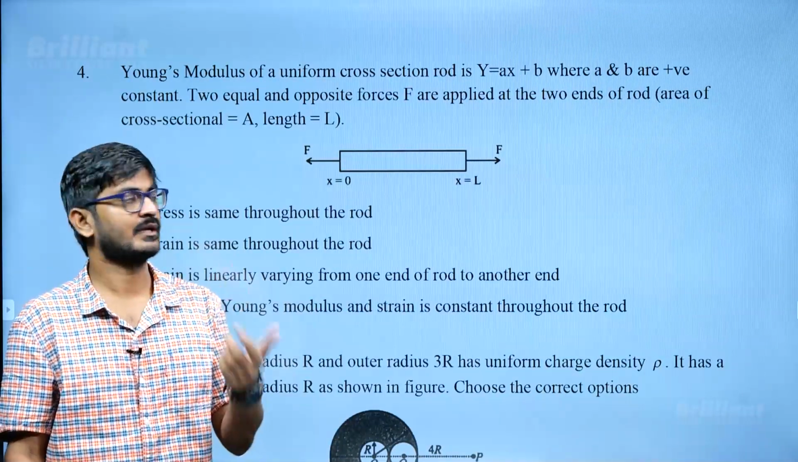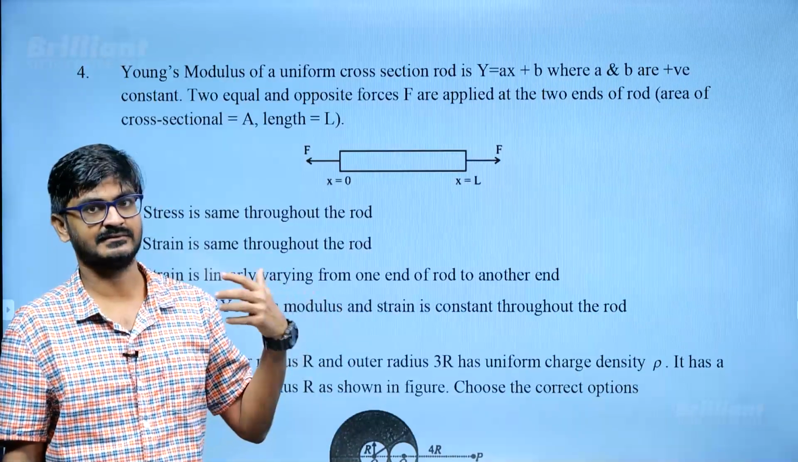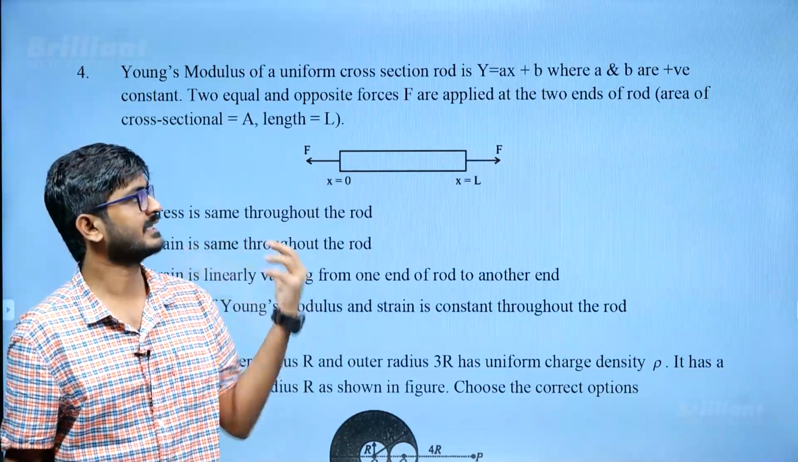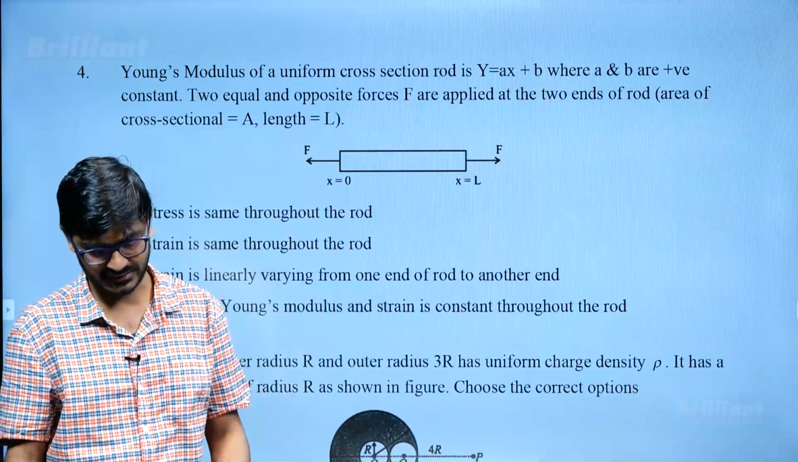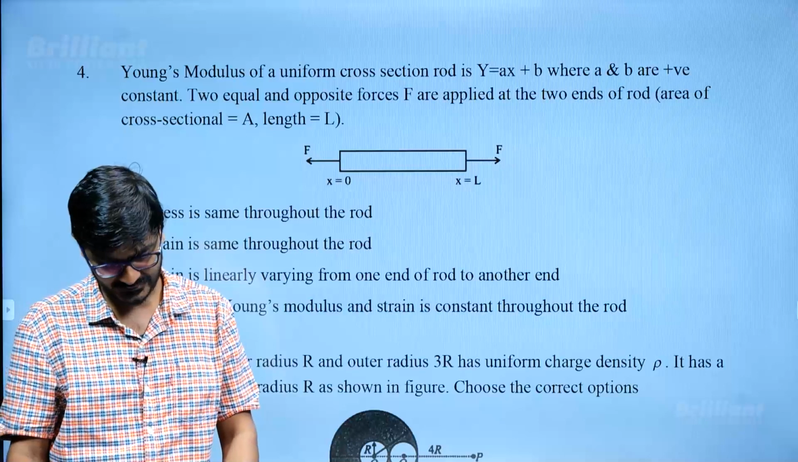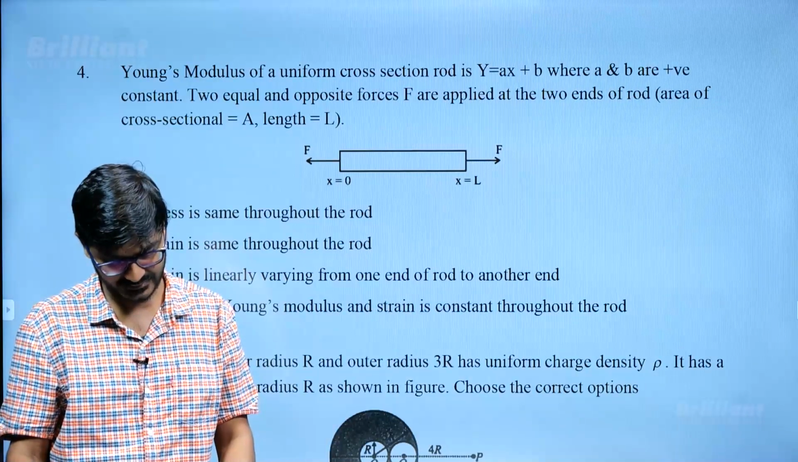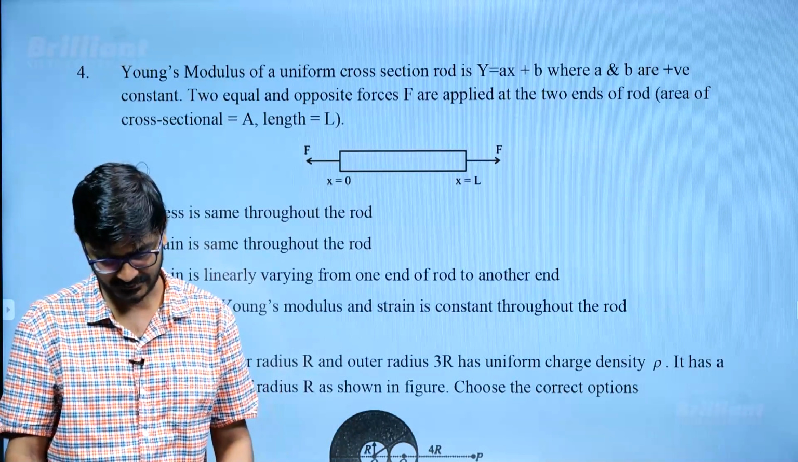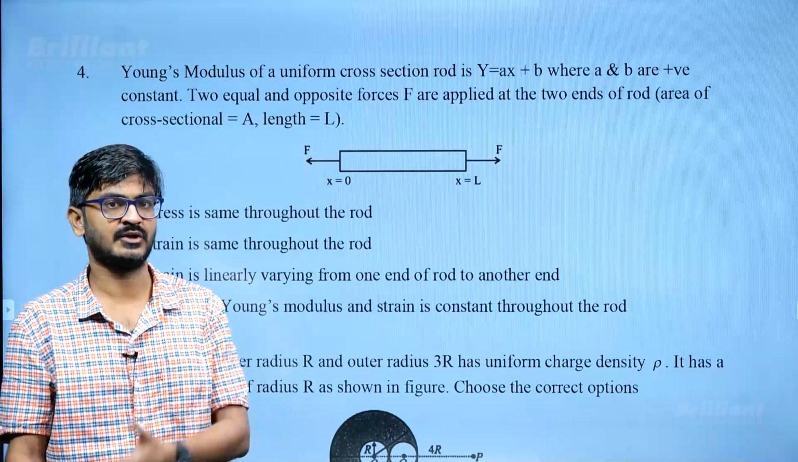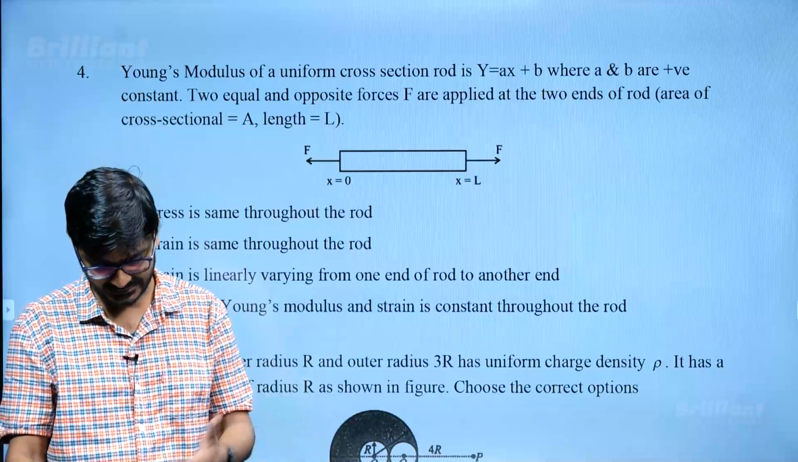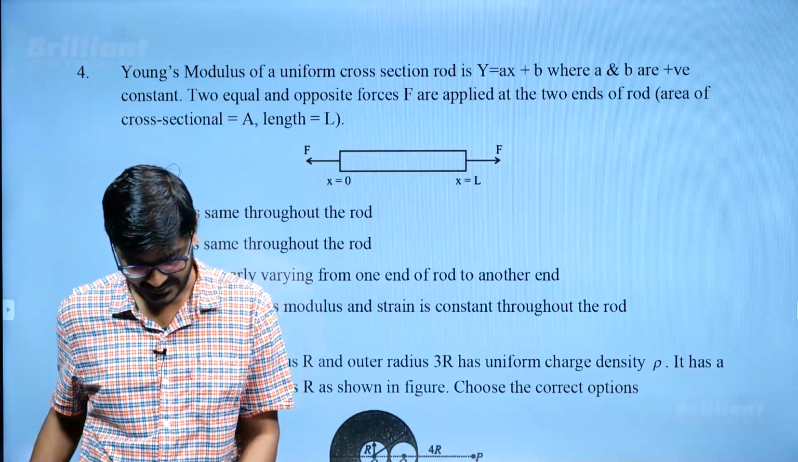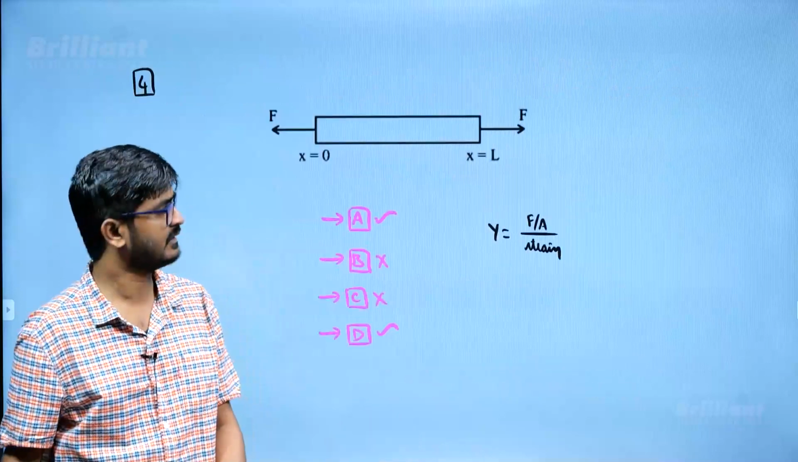But what about strain? Young's modulus is defined as stress by strain. Now strain will be stress by Young's modulus. So it is not going to be the same. Strain is varying, I think it is like 1 by Ax plus B form, right? Product of Young's modulus and strain will give you stress. Stress is remaining constant throughout the rod. Yes. So we'll be getting option A and option D as correct, right? Everything we can get from here.